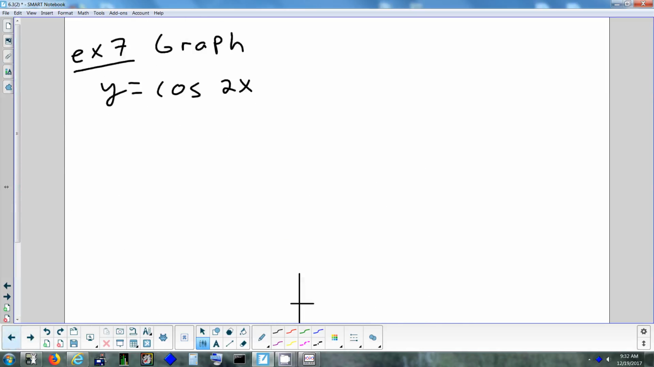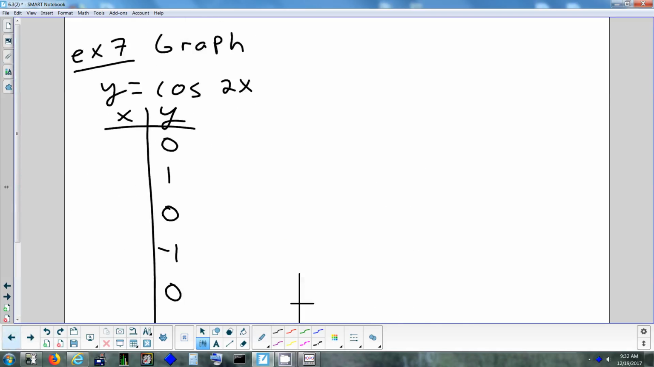All right, let's try cosine 2x. All right, Abby, how would I start this off? You put in the values for y. What's that? You put in the values for y. Yep, put in the values for y. And what are my y values going to be? 0, 1, 0, negative 4, 0. Okay.